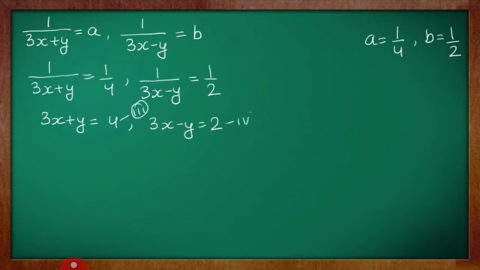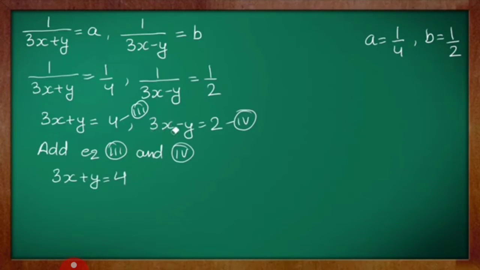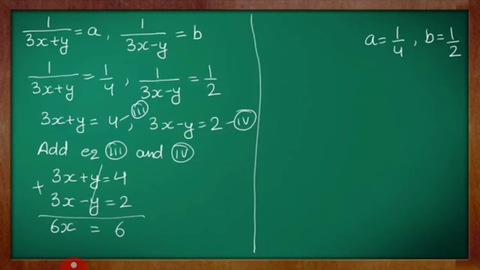These are another two equations, let us call them 3 and 4. By any algebraic method you can solve this pair of linear equations. Now by the elimination method we are going to eliminate the y term by adding equations 3 and 4. Add this 3x with this 3x, it will be 6x. The y terms will be cancelled because both the terms have opposite signs, and add 4 and 2, 6. So 6x is equal to 6, so x is equal to 6 upon 6, x is equal to 1.